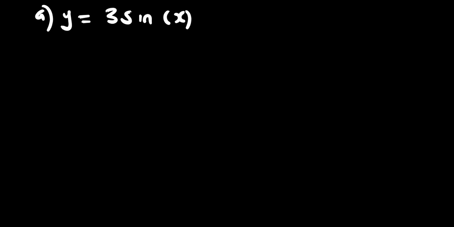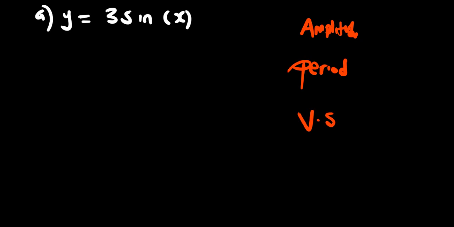Then we're supposed to find the amplitude, the period, and the vertical shift, which I'll abbreviate as Vs. Now the amplitude is how high your graph is going to go. Your graph is going to be alternating between 2 points, and that is the amplitude.